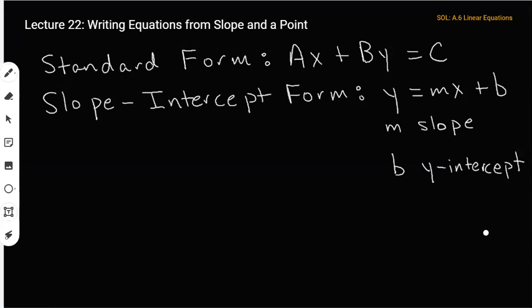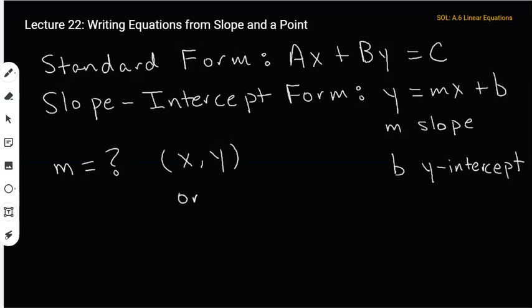So we're going to be using slope-intercept form today to be able to write lines with a slope and a point. So for each problem, it's going to give you two things. It's going to give you the slope, m equals something, and it's going to give you a point, x comma y.